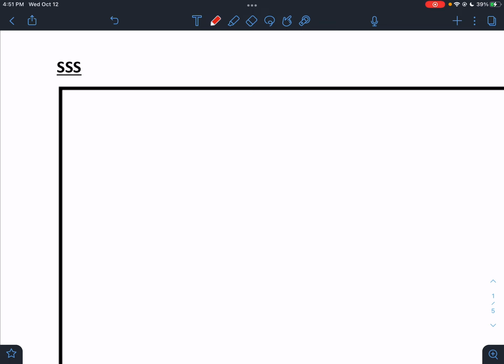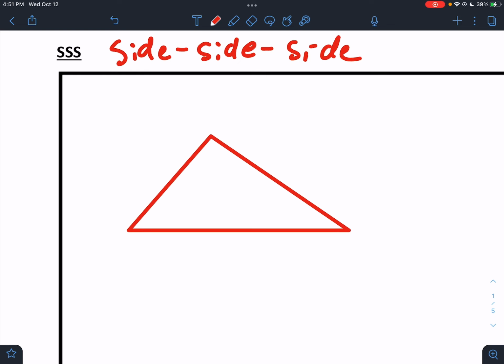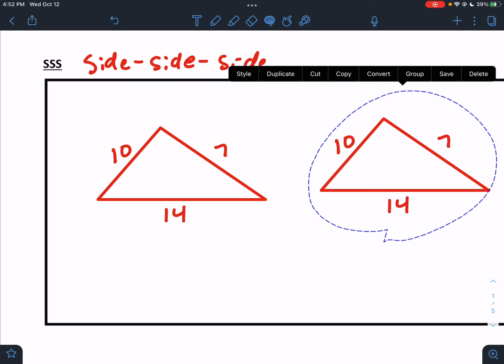So we have SSS. SSS stands for side, side, side. In other words, we have information about three sides of a triangle. So if I draw myself a triangle here, I'm just going to make up some numbers. This side might be 14, this side might be 7, and this side might be 10. And what I'm trying to get you guys to understand is, when do I know triangles are congruent? If I had another triangle that was the exact same information, are they the same triangle?